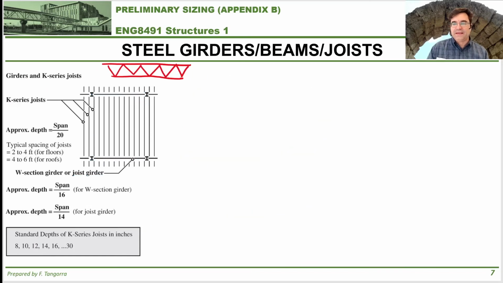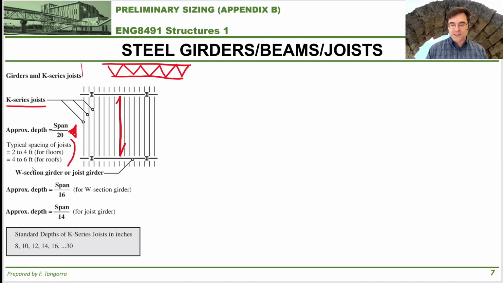Terrific, welcome back. So what we're going to be looking at now is using the rules of thumb that are found in Appendix B of your textbook to estimate the initial depth of open web steel joists given their span. And what we're looking at now is the joists themselves. So I'm referring to all these elements that span from girder to girder. The rule of thumb you see here is you take the span and you divide it by 20. You're even provided with initial recommendations for spacings of joists.